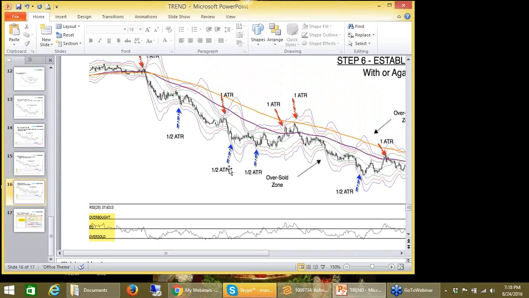This one is an oversold position. Oversold position means we are taking half ATR because we are against the trend. We are trading against the trend, so we want to take half ATR only. This kind of analysis can use the ATR.